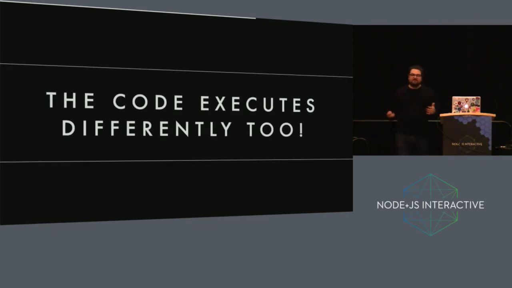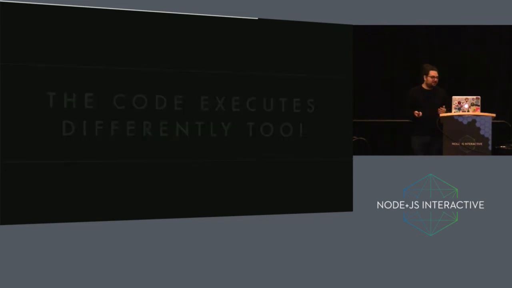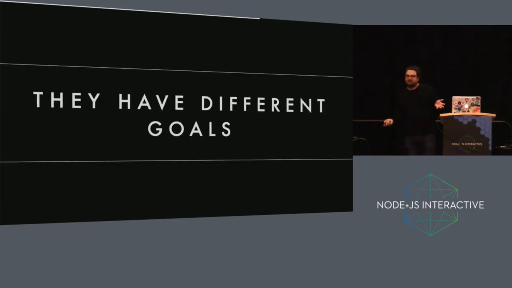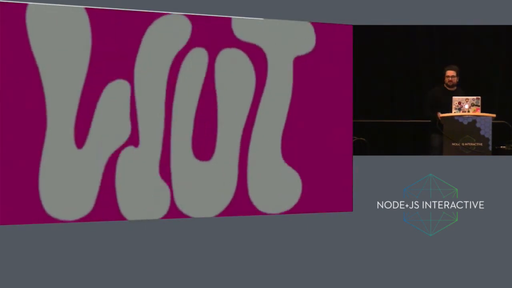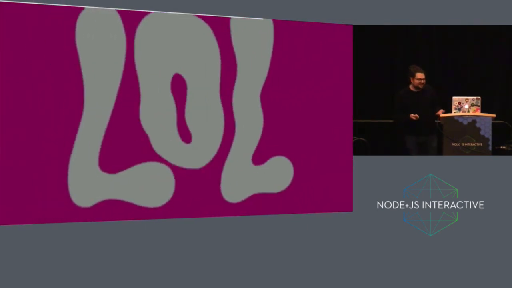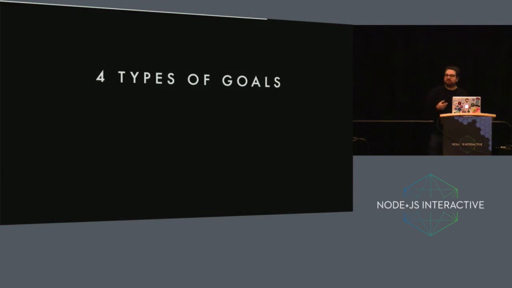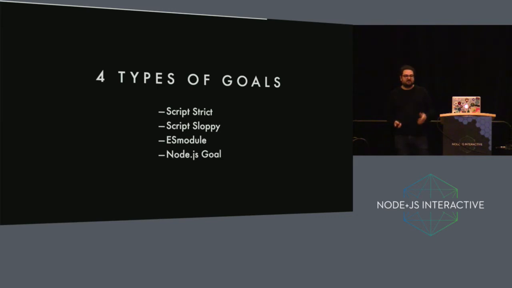And even further, to make things more confusing, the code actually executes differently in these environments to begin with. So they have different goals, which was something that I talked about before. And the first time I heard "goal," I was like, what? What's a goal? We mentioned before that a goal is a combination of a top-level grammar and an execution environment. I'm going to name some goals, and then immediately you're going to know the definition of a goal. There's the script strict goal. There's the script sloppy goal. There's the ESModule goal and the Node.js goal. A goal is just a combination of particular grammar and the way that it's going to be executed.